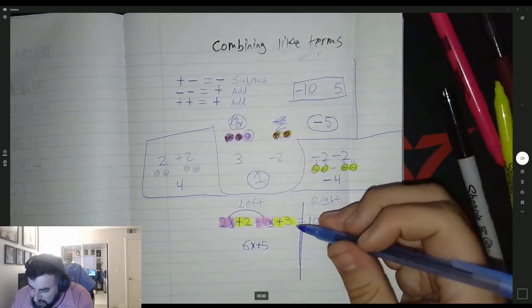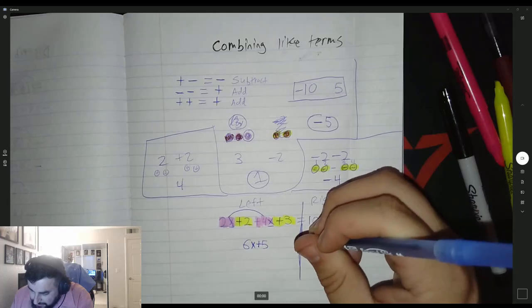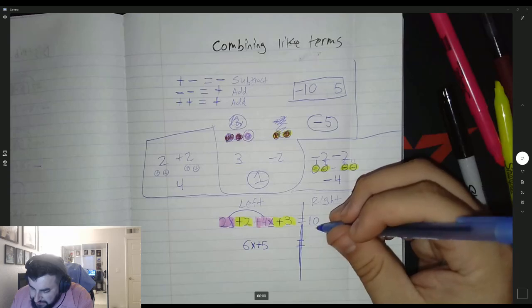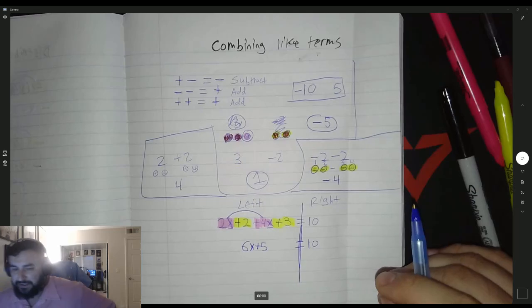You got to write what didn't change. The equal sign. Even though these are far away, and I kind of wrote that wrong, I like to always put the equal sign on the wall so you don't forget where it's at. And did the 10 change? It did not. So boom, there you go. And that's how you combine like terms.